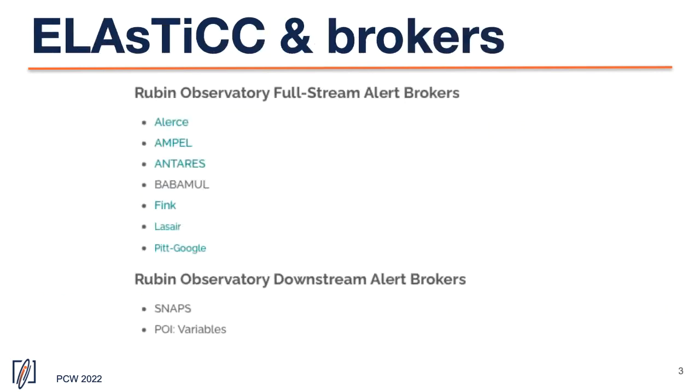Now, of course, the brokers, we are not just one. This is the list of full stream brokers selected by the Rubin project. These include people that are right now in the room with you and online. I'm going to tell you the perspective from Think, because that's where I work. That doesn't mean that the other brokers are not doing amazing jobs and doing different things with ELAsTiCC.